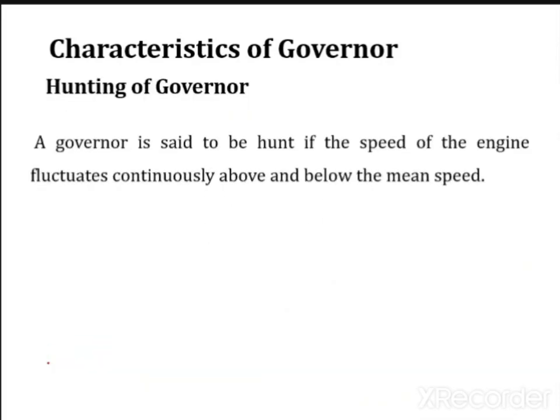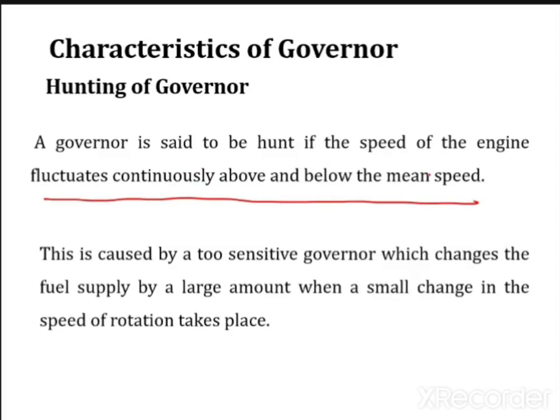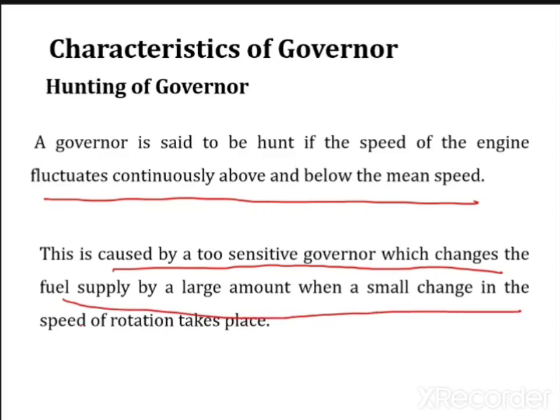Next, hunting. I have already explained what we mean by hunting. A governor is said to hunt if the speed of the engine fluctuates continuously above and below the mean speed. This is caused by a too sensitive governor, which changes the fuel supply by a large amount when a small change in the speed of rotation takes place. Hunting is nothing but the fluctuation of engine speed continuously above and below the mean speed, because of the too sensitive governor.